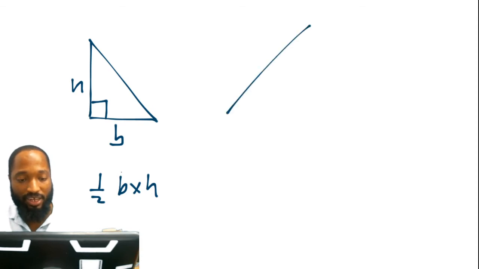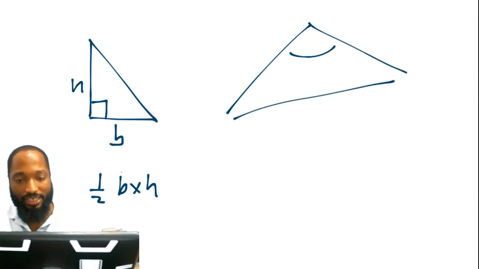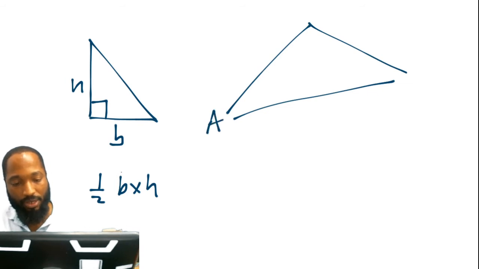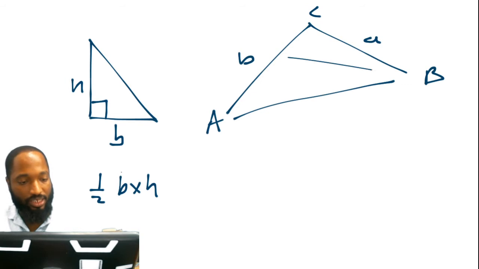What about if it's not a right angle triangle? If you can't find a right angle inside it, what you can do is use this angle here. Let's call the sides lowercase a, b, c, and the angles capital A, B, C. You notice they're opposite to each other. I put that in the question too.